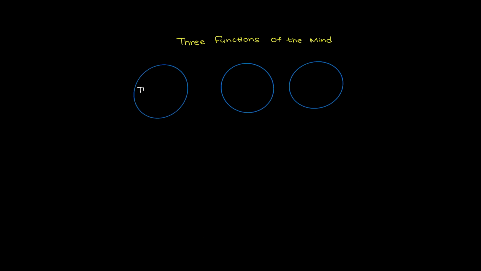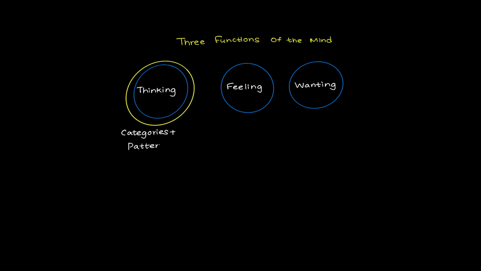Paul and Elder describe three basic functions of the mind that continuously interact. When a professional interprets events by sorting them into categories and finding patterns to understand what's happening, which function is she using? Thinking. The thinking function creates meaning by categorizing and finding patterns. It tells us what's going on.